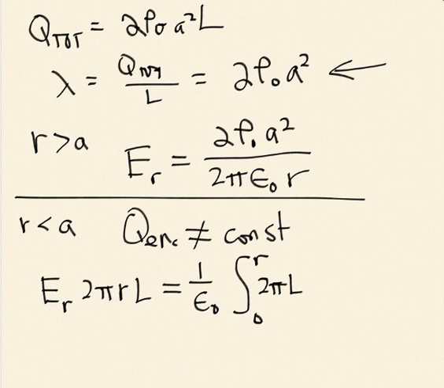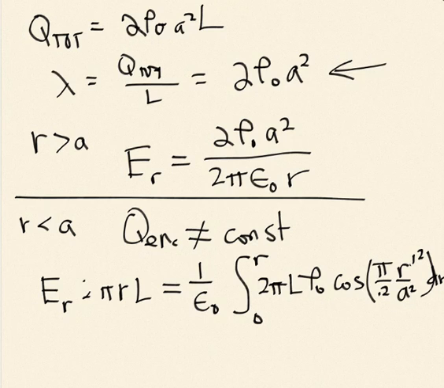So it was 2 pi L. This comes from already simplifying the volume element. 2 pi L rho naught cosine of pi over 2, r squared over a squared, and let's make it r prime now that we're using our integral variable of integration. So r prime squared, and there's a dr prime over there that I missed. Let me try to squeeze it in here, dr prime. So now I just have to do that integral.